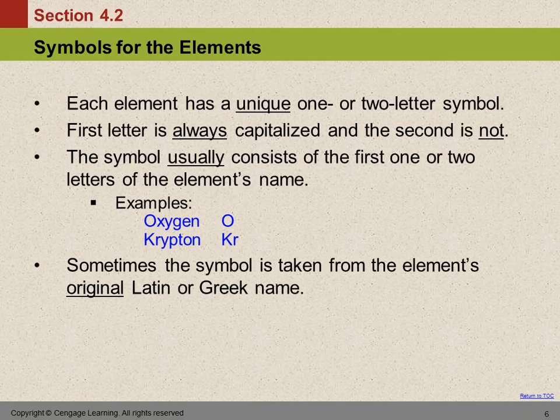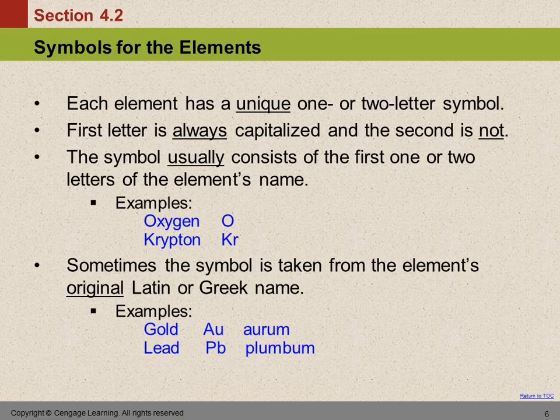Sometimes the symbol is taken from the original Latin or Greek name. So gold is aurum, and that's why its symbol is Au and not G or Go. Lead was plumbum, so that's where the Pb comes from. So plumbum is like the English word plumbing, right? What did they used to make pipes out of? Lead. Lead pipes. Plumbing. There's a relationship there. If that helps you to remember it, that's good.